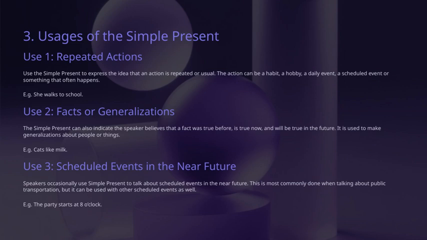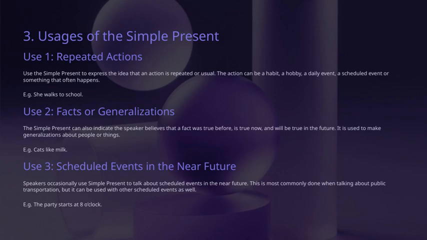Speakers often use the simple present when discussing public transportation schedules, like buses or trains, but it can be applied to any scheduled event as well. This helps us communicate plans clearly and efficiently. Next, the simple present also indicates facts or generalizations. For instance, we might say, cats like milk. This shows a general truth that is usually true across many situations.